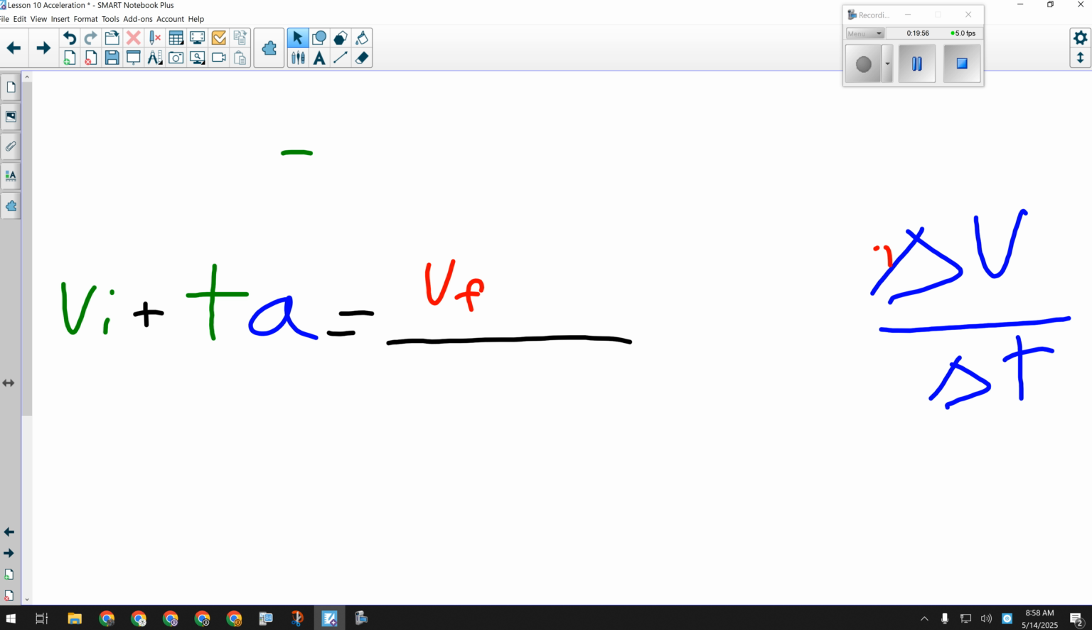If I was doing order of operations, would I multiply T times A before I add it to VI? So it's really just one number, isn't it? Can I subtract it over here? I absolutely can. Now I'm solving for VI, and it's positive.